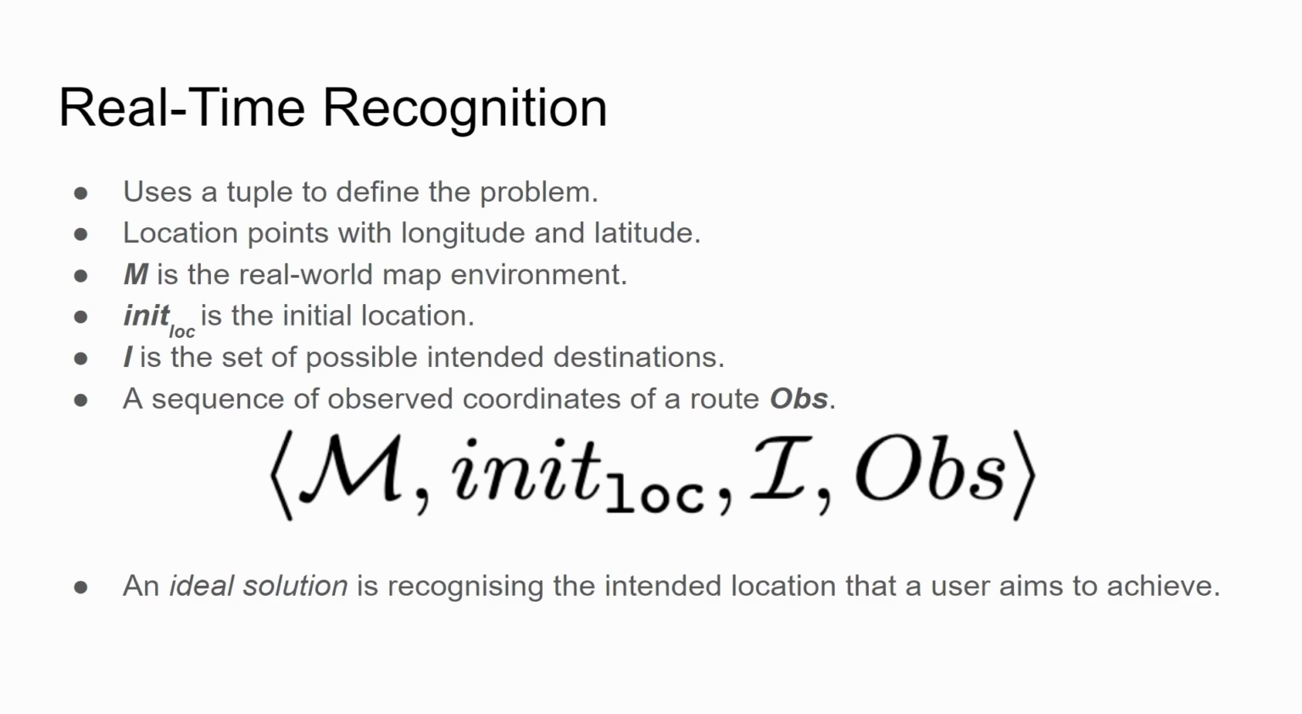We define an intention recognition problem in real-world navigation maps as a tuple. M is the real-world map environment, represented by a road network with location points as latitude and longitude. Initloc represents the initial location point as latitude and longitude. I is a set of possible intended location points that an observed user may aim to achieve. An OBS is a sequence of observations that the system observes incrementally. An ideal solution for this problem is recognizing the correct intended location point LOC in I, which is unknown from the recognition system's perspective, that an observed user aims to achieve for every observation point O in the observation sequence OBS.